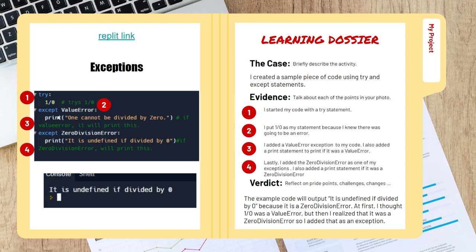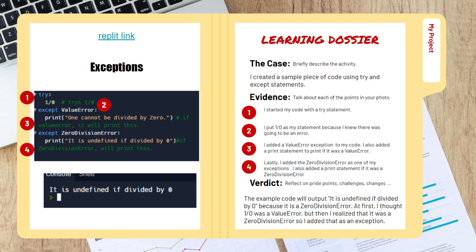At point 3, I had a value error. Basically, if the code above is a value error, then it will print 1 cannot be divided by 0. At point 4, I had a zero division error, which basically means if the code above is a zero division error, then it will print it is undefined if divided by 0.